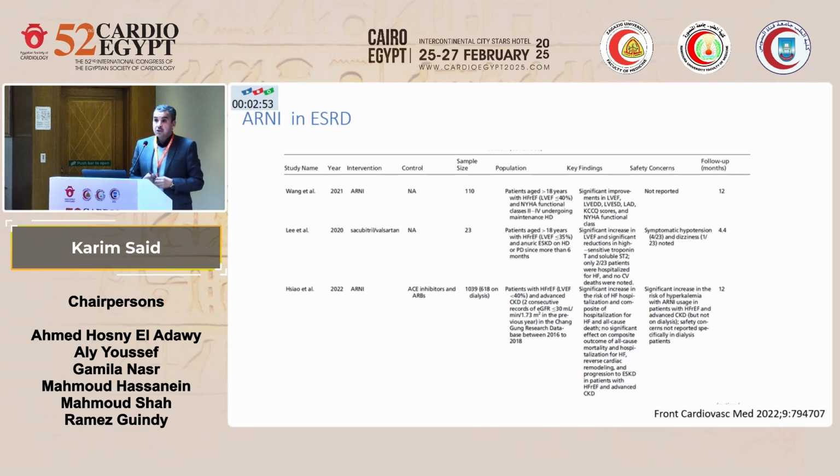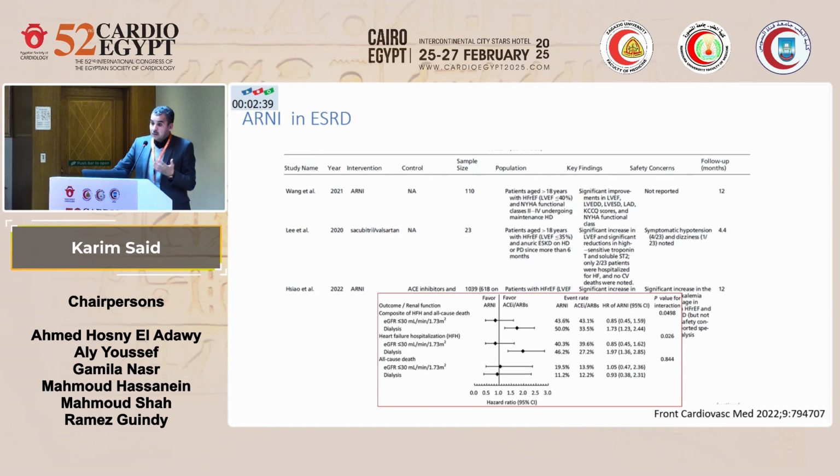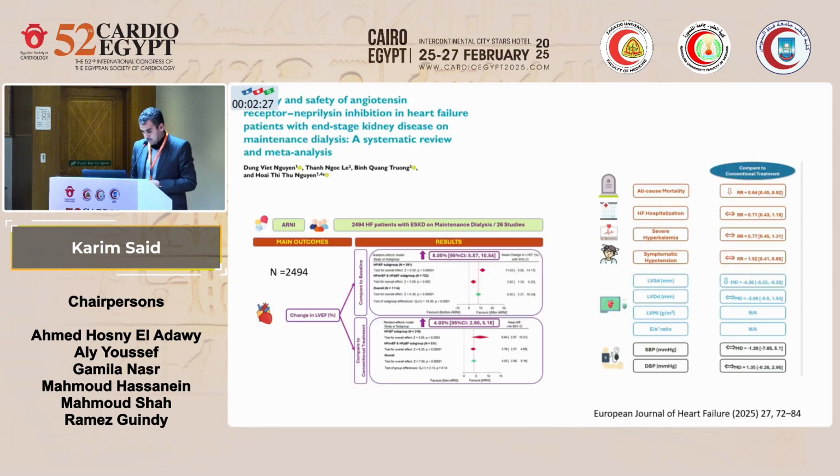Can we use ARNI in patients on dialysis? These are very common hot questions. Initial data showed improvement in quality of life and ejection fraction when we are using ARNI in patients with heart failure on dialysis. Later on, we have this study that showed increased heart failure hospitalization and the composite of mortality and heart failure when we are giving ARNI to patients with heart failure on dialysis. And only lastly, we have this meta-analysis of 26 studies recruiting about 2,500 patients that showed improvement in the ejection fraction, and this was the primary endpoint.